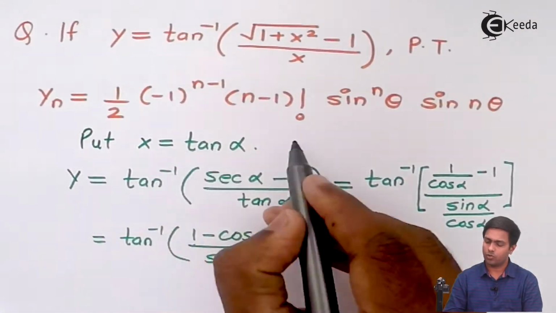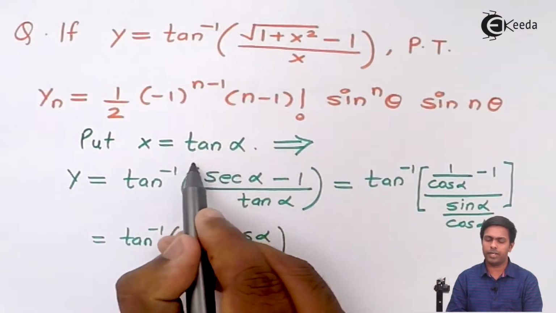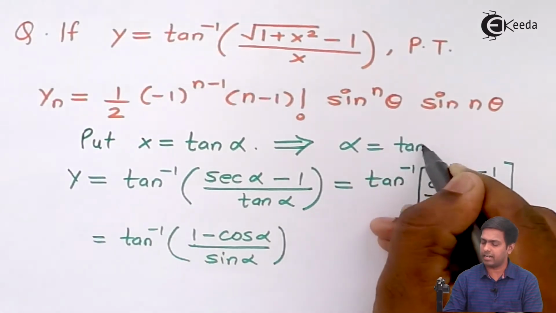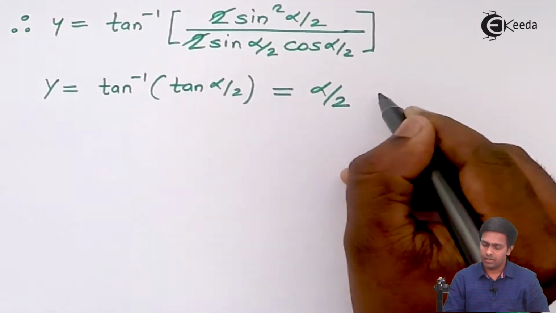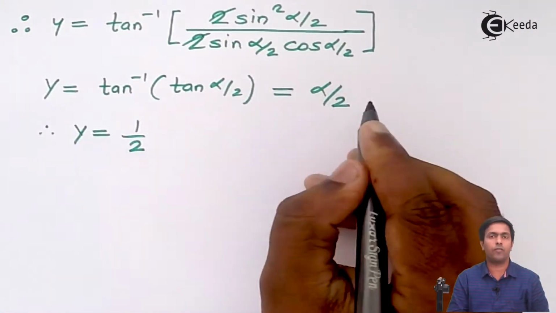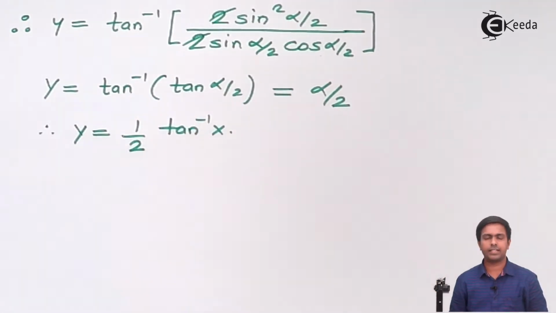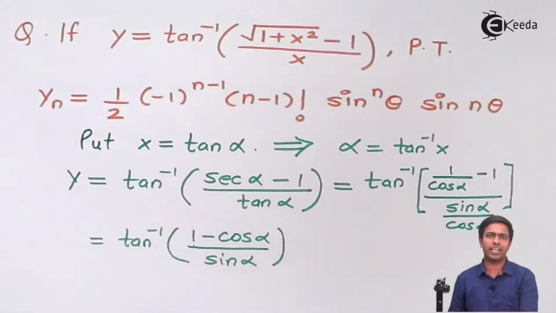If you see, we have substituted x as tan alpha. So from here, the value of alpha will be tan inverse of x. So therefore y is equal to 1 upon 2 into alpha, which is tan inverse of x. So guys, this is the value of y. Now from this value we will find the nth derivative, that is yn.